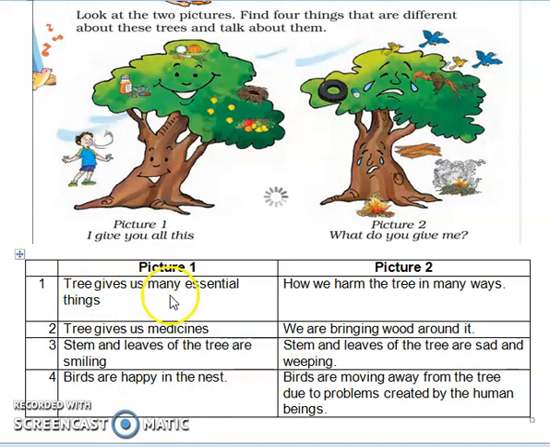So let us discuss picture 1 and picture 2. I'll give you a chance to discuss. Okay, so this is how we discussed. In picture 1, the tree gives us many essential things. You can see that the tree gives us so many essential things. This is very useful to us.